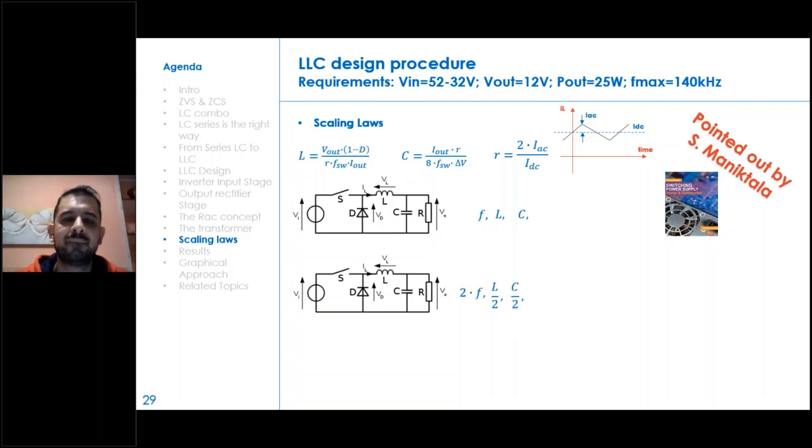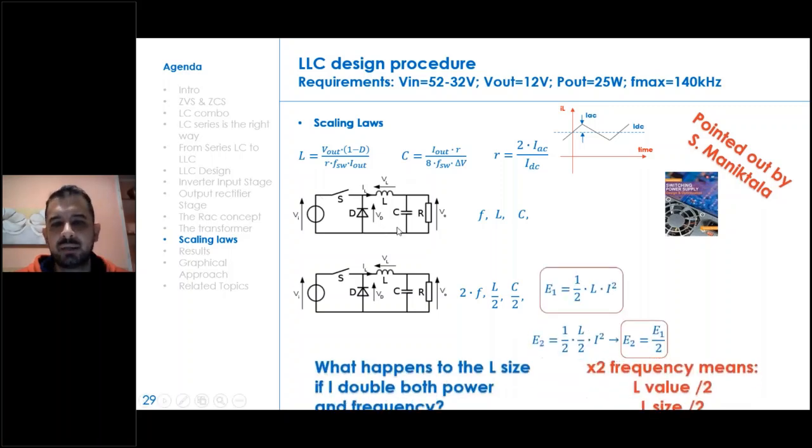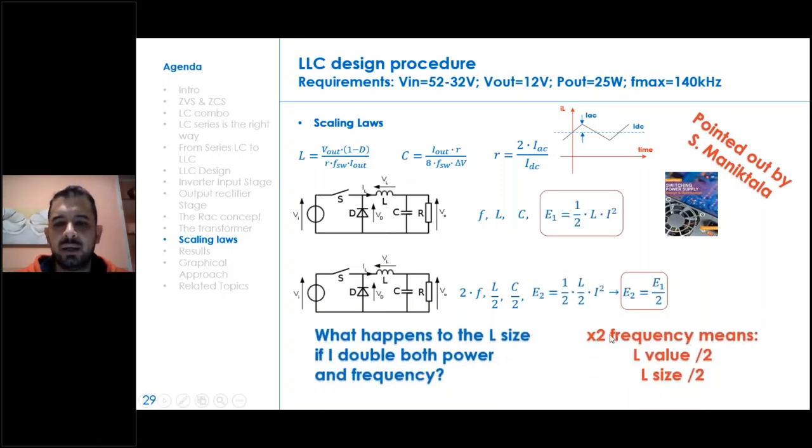What about the energy stored by the inductor? Multiplying the frequency by 2 means the inductor decreases, and the size decreases because the energy is half versus the one I calculated before. I leave this question for you. What happens to the inductor if I double both the power and the frequency? What happens to the L value and to the L size? Let's think about it.